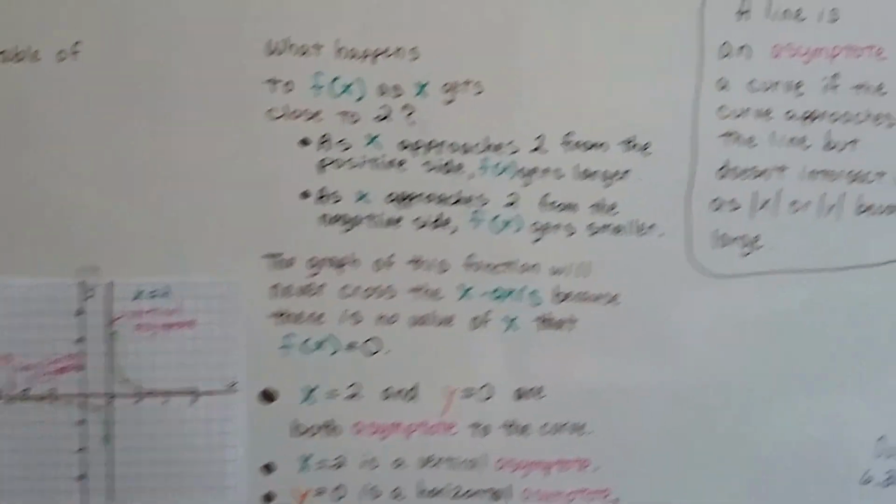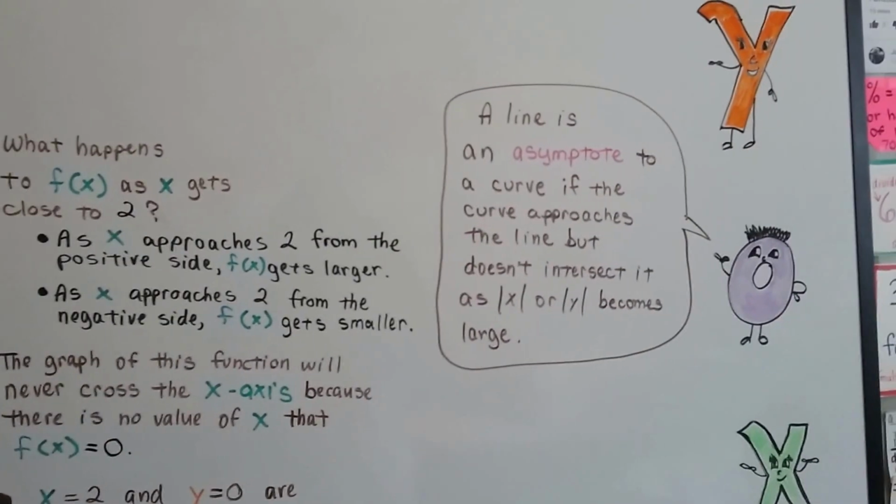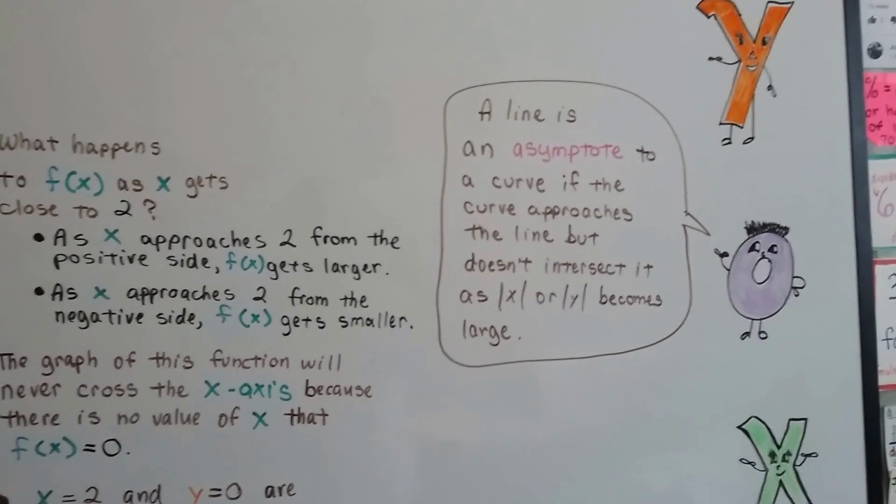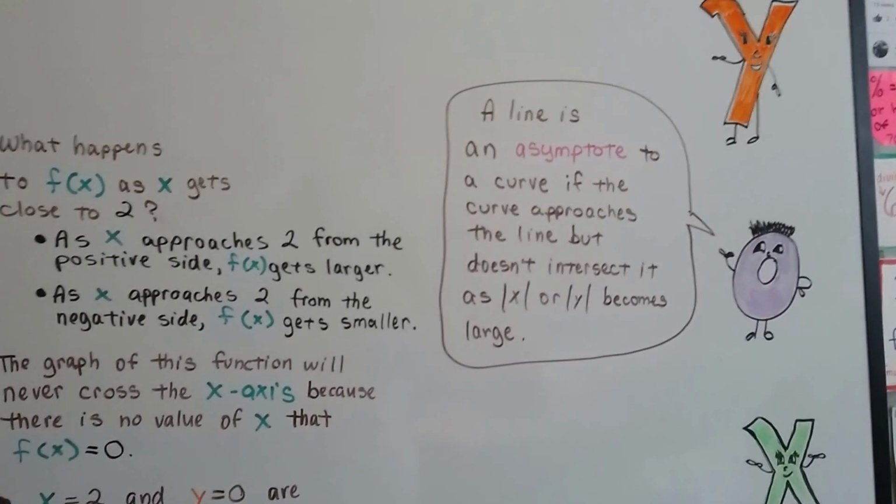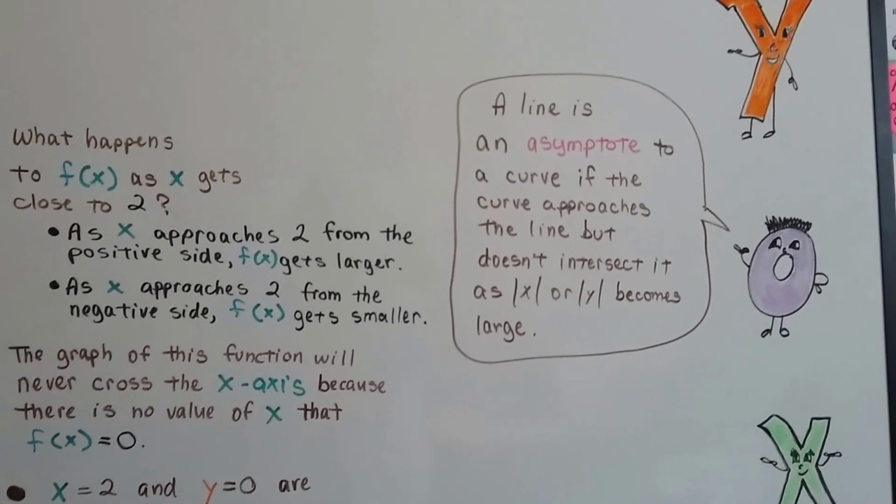So a line is an asymptote to a curve if the curve approaches the line but doesn't intersect it as the absolute value of x or the absolute value of y becomes large.